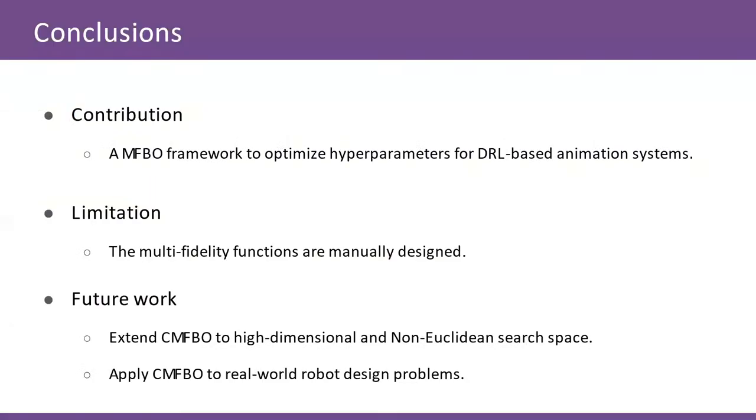In conclusion, we propose curriculum-based multi-fidelity Bayesian optimization to optimize hyperparameters for DRL-based character animation systems. There is a limitation of this work. The multi-fidelity functions are problem-dependent and are designed manually. In the future work, we will apply our method to high-dimensional and non-Euclidean search space. Applying our method to real-world robot design problems is another interesting direction worth exploring.